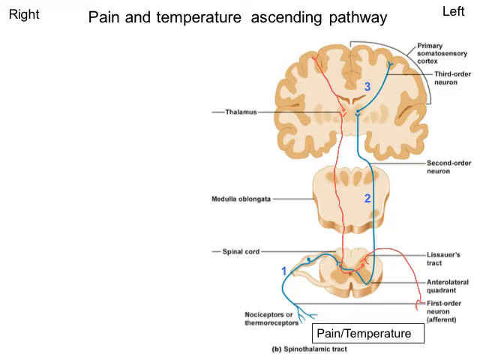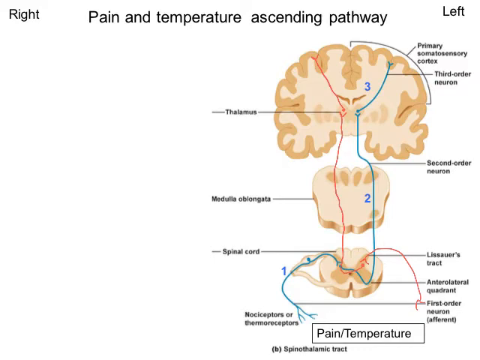Okay, so for both touch and for pain and temperature, the opposite somatosensory cortex, the opposite side, is receiving the information, right? So right touch and right pain goes to the left side of the somatosensory cortex, but the difference is where they actually cross. So once again, touch crosses in the medulla, pain and temperature crosses in the spinal cord.